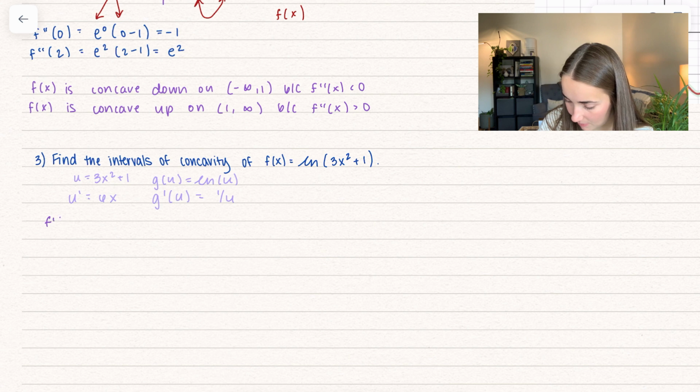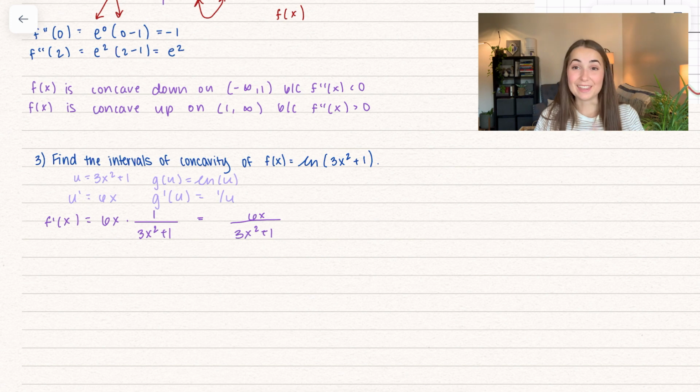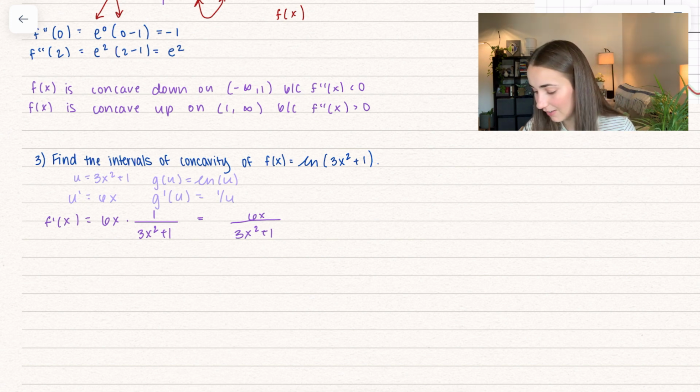So f prime of x is equal to u prime, which is 6x, and we're going to multiply by 1 over the inside, which is 3x squared plus 1, which if we wanted, we could rewrite as 6x over 3x squared plus 1. We can't stop here. We need to find the second derivative. And in order to do that, we are going to have to use quotient rule. So I'll go ahead and set that up.